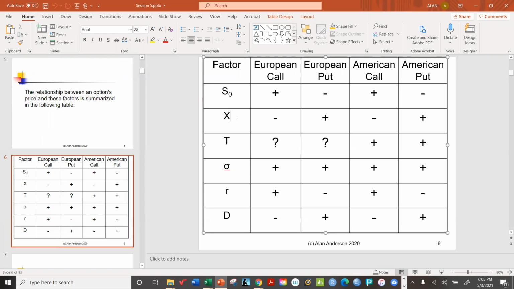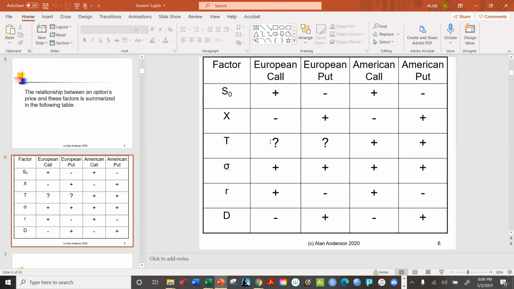If the strike goes up, that's going to have a detrimental effect on the call because it's harder for the option to move into the money. And that will be helpful to a put. So in other words, with a put, the higher the strike, the more valuable the put will be. And that won't really change when it comes to American calls or puts.